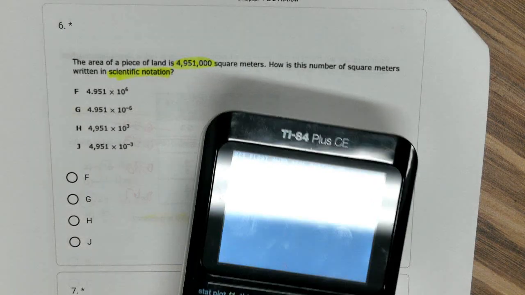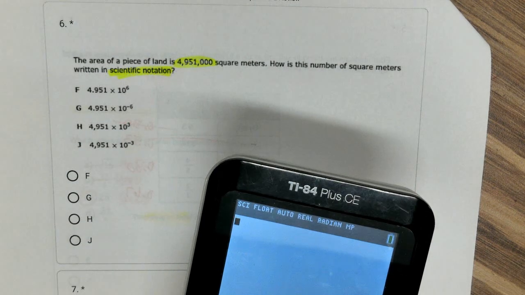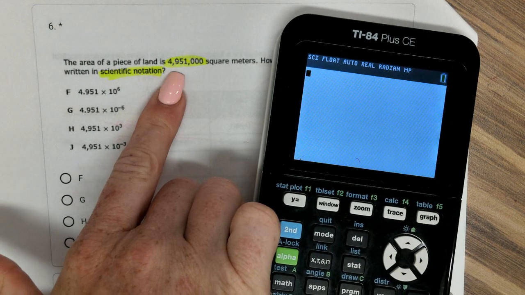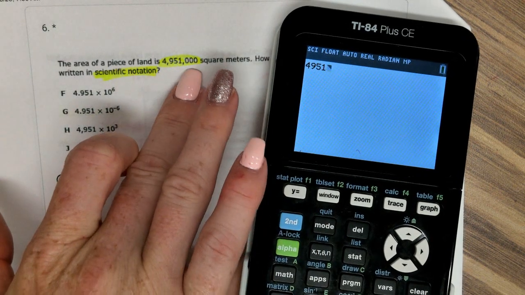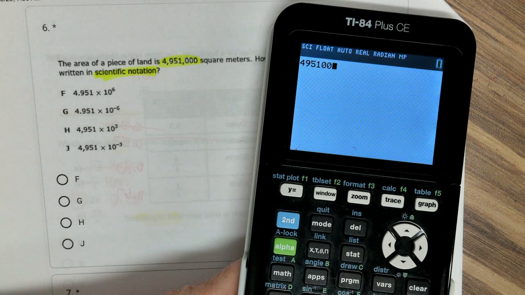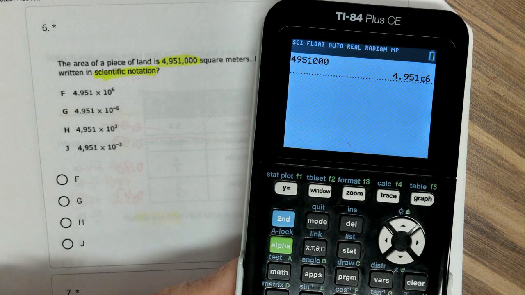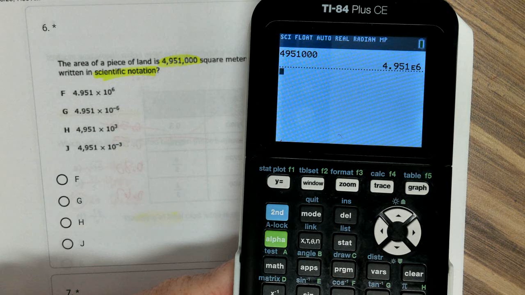Do I put in commas? No. So I'm just going to type in 4951. But you do put in decimals. You absolutely put in decimals. 0, 0, 0. Do not put in commas. So my answer is 4.951.